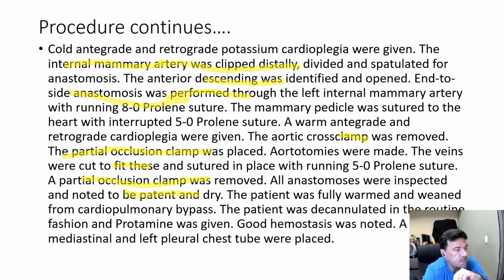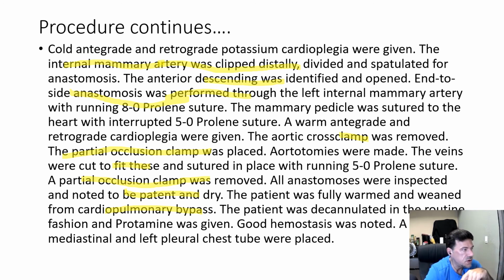The patient was fully warm and weaned from the cardiopulmonary bypass. They removed the patient from the cardiopulmonary bypass and decannulated. Good hemostasis was noted. Mediastinal and left pleural chest tubes were placed. So here we have the 3 coronary arteries. Let's go to the procedures over here, but let's review the last slide.